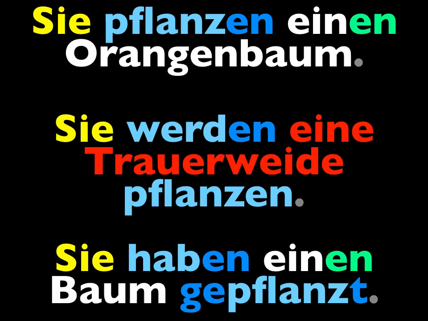And say they are planting, or perhaps you formal are planting, an orange tree. They will plant a weeping willow, and simply, they planted a tree. Sie pflanzen einen Orangenbaum. Sie werden eine Trauerweide pflanzen. Sie haben einen Baum gepflanzt.